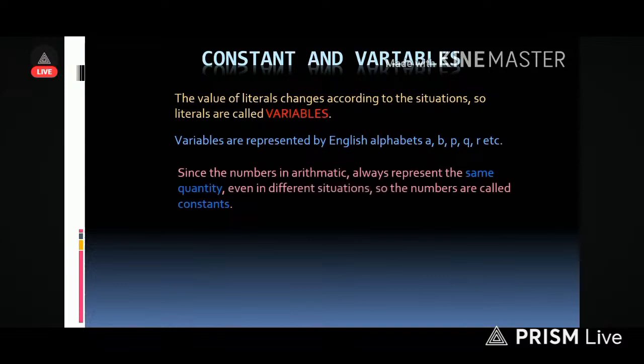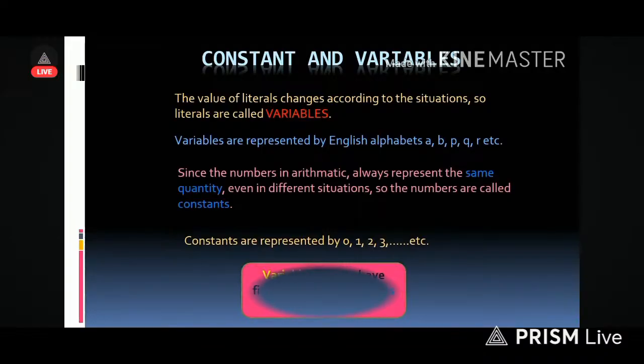Since the numbers in arithmetic always represent the same quantity, even in different situations, the numbers are called constants. Means जो हम counting numbers use करते हैं, जैसे 0, 1, 2, 3, वो हर situation में उनकी value same रहती है. अगर हमने 2 लिखा है, तो वो 2 ही रहेगा. So they are called constants. Constant का मतलब होता है जिसमें कोई change नहीं होता, जो stable रहता है. So variables do not have fixed values, but constants have fixed values.